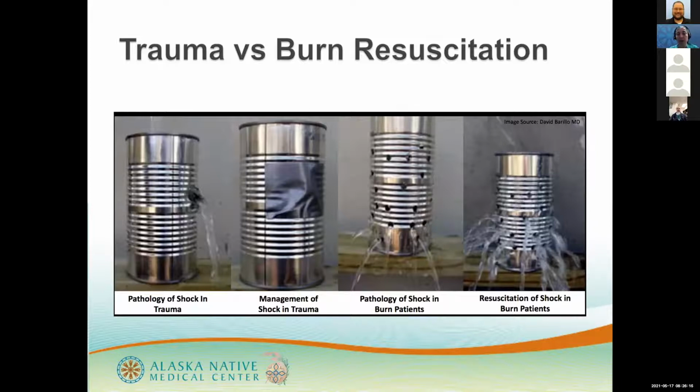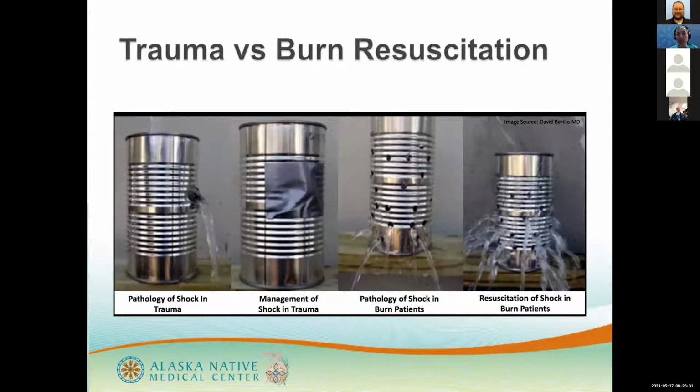But in burn shock, you have leaky capillaries. And so it's like poking a bunch of holes into the tin can. And so if I pour more fluid in, I can't plug the holes. And as you pour more fluid in, you can never fill the can and more fluid comes out of the can.